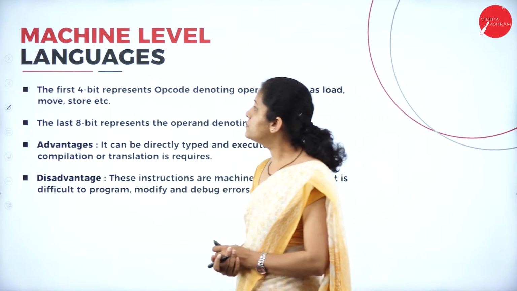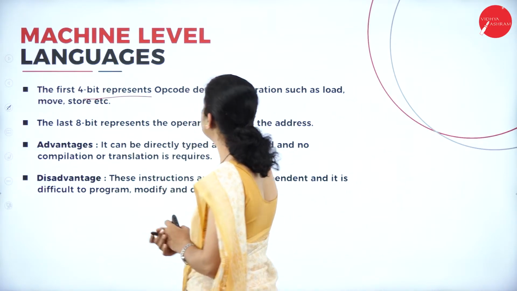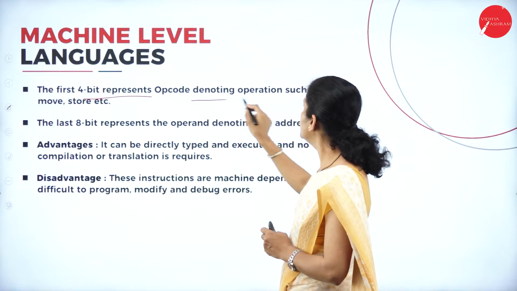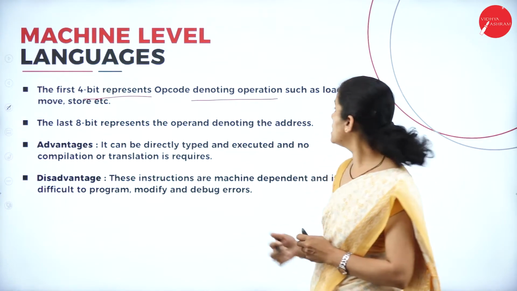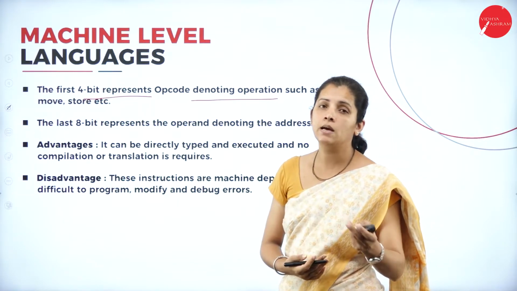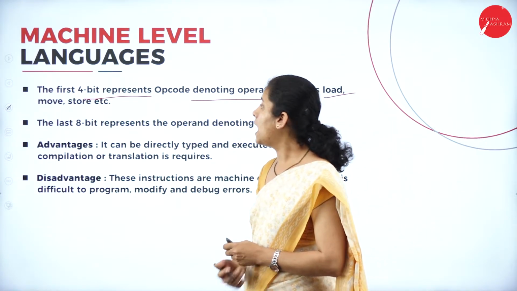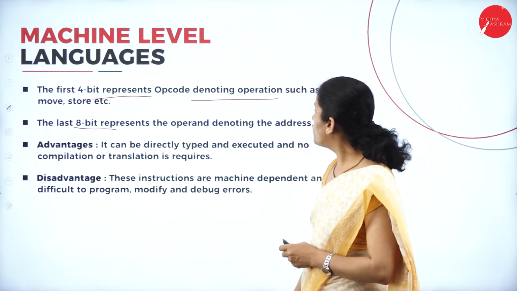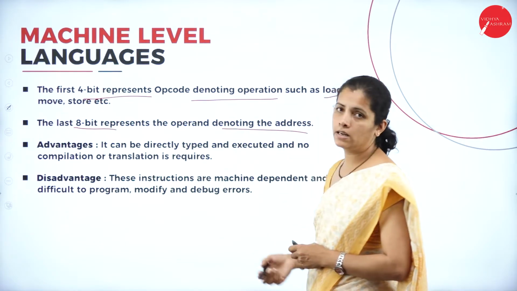Now the first 4 bits represent the opcode, denoting operations such as load, move, store, add, subtraction, etc. And the 8-bit operand denotes the address.